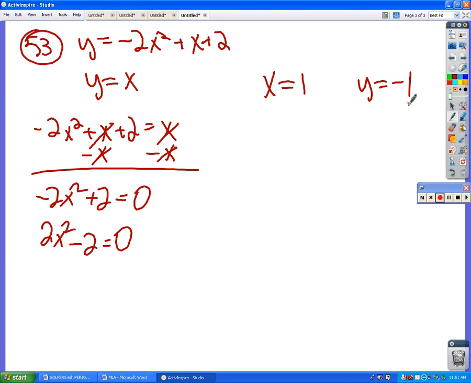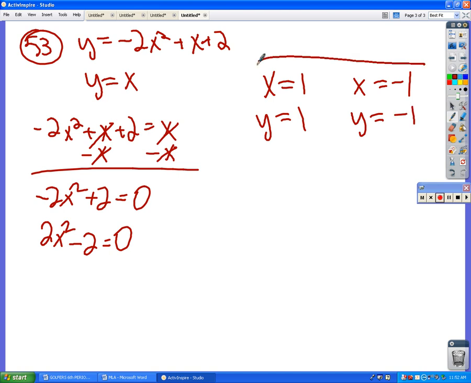Right, and then in this case it says that y equals x. So if x equals 1, what does y equal? 1. If x equals negative 1, what does y equal? Negative 1. Okay? This one right here is a little bit tricky because there's no number there in the middle.